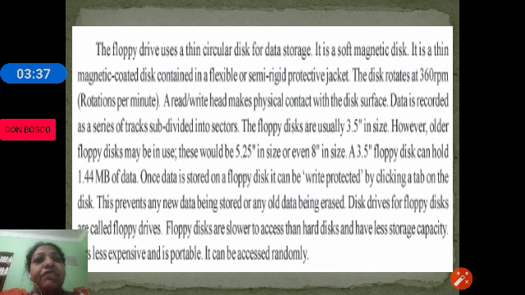A floppy disk uses a thin circular disk for storing information. It is a soft magnetic disk. A floppy disk is a thin magnetic coated disk contained in a flexible protective jacket. There is a magnetic disk, and above that there is a protective plastic case in which that magnetic disk is placed.